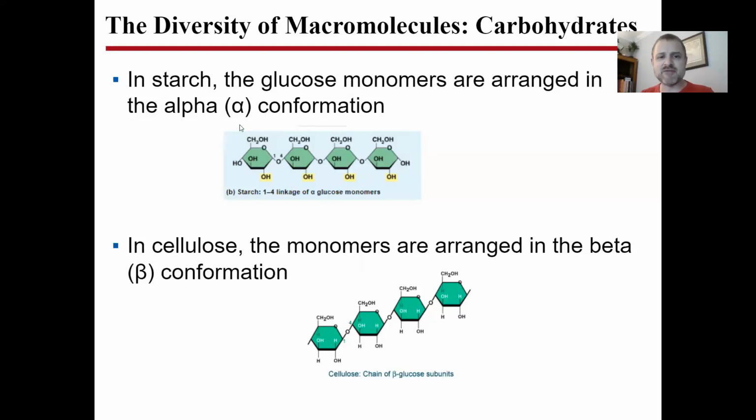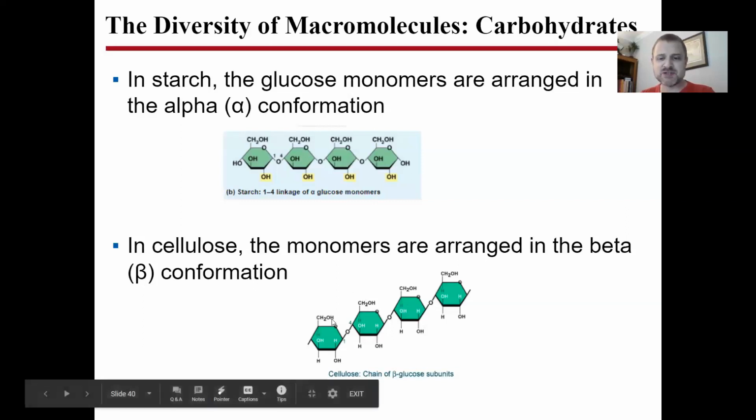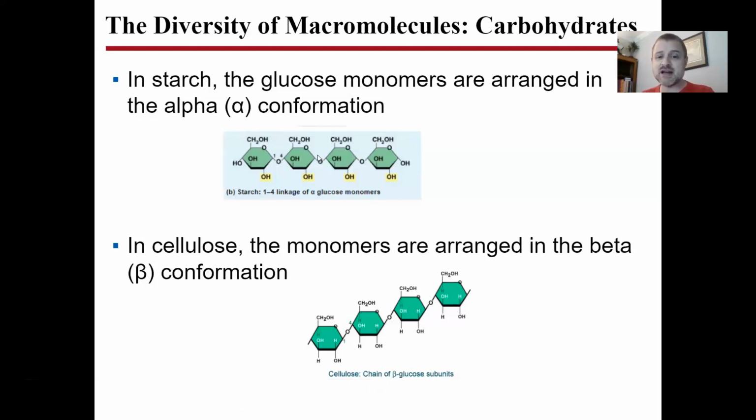This one shows the alpha conformation. This would be in starch or glycogen. This shows the beta conformation. This picture's from a different textbook, so it looks a little bit different in format from the ones in your textbook. But long story short, you have enzymes that can break down the alpha version. So bread, glycogen, you're good. You don't have the enzymes that can break down the beta conformation.